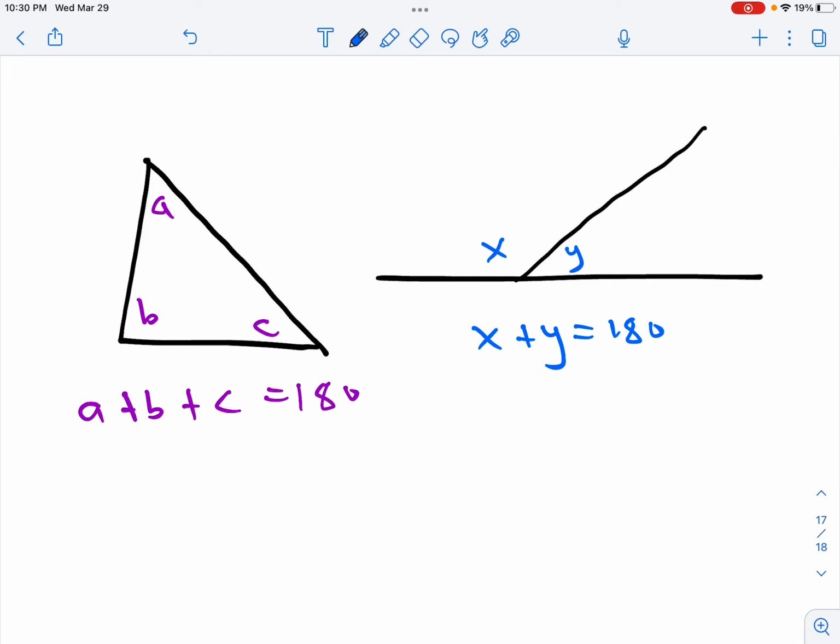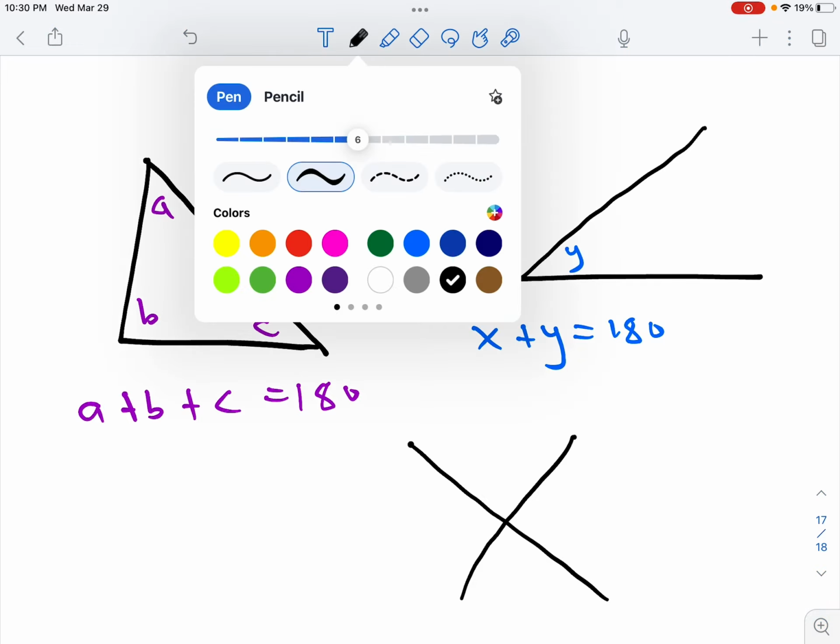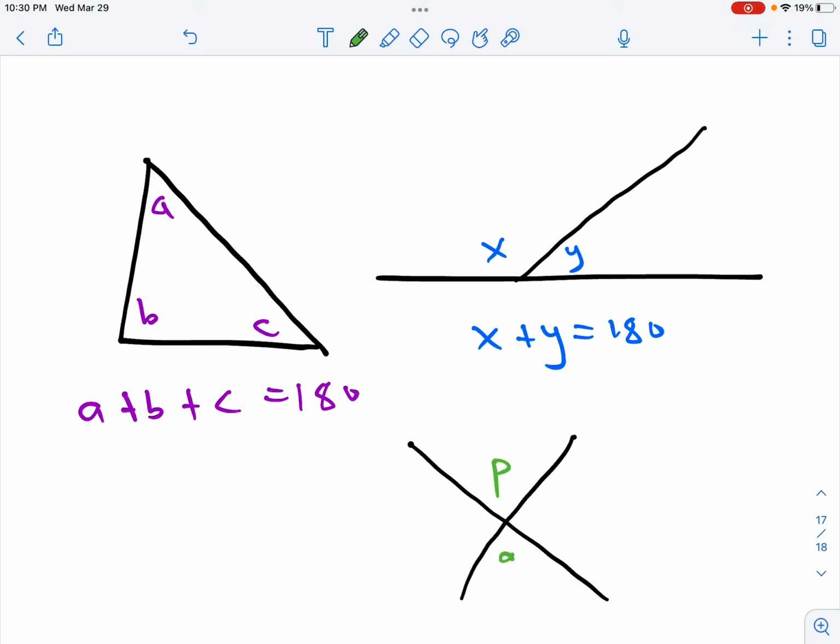And we've also got this shape, which is where two lines cross. Then these angles, let's call them P and Q, are going to be equal to each other. So P is equal to Q.